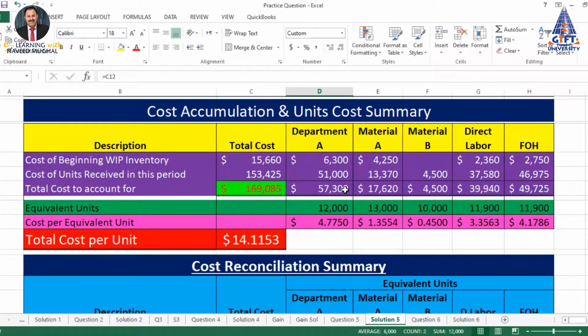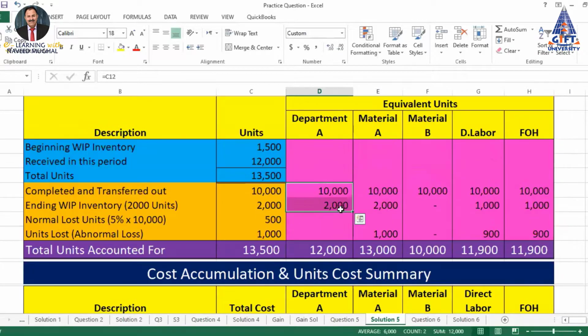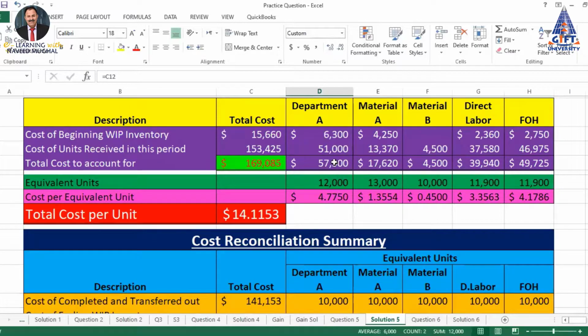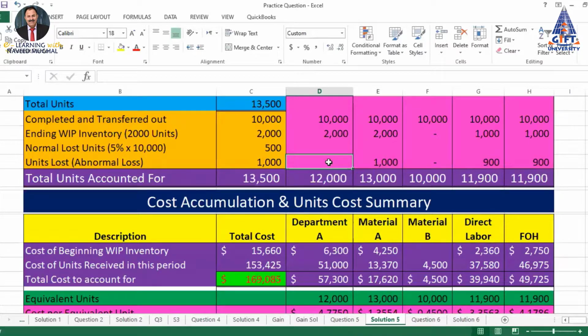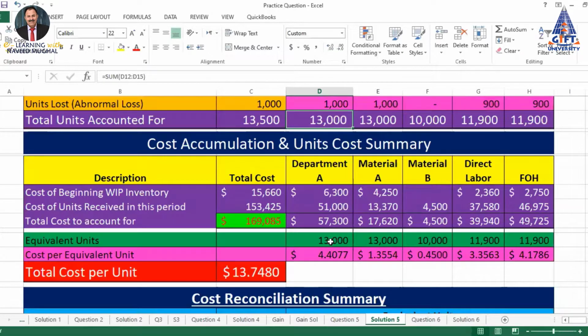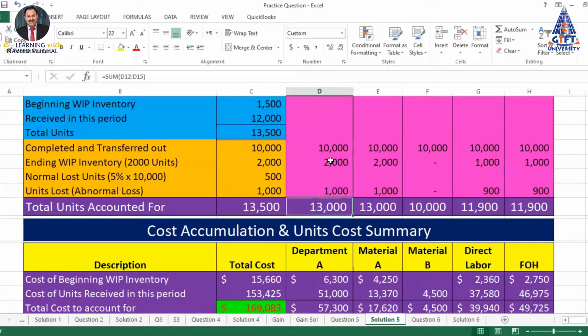57,300 total cost is divided among 12,000 units. It means those 12,000 units are only the good ones. It means we are allocating total cost to only good ones. But when we add 1,000 over here, it means we are dividing that cost among 13,000, those are good ones as well as lost ones.